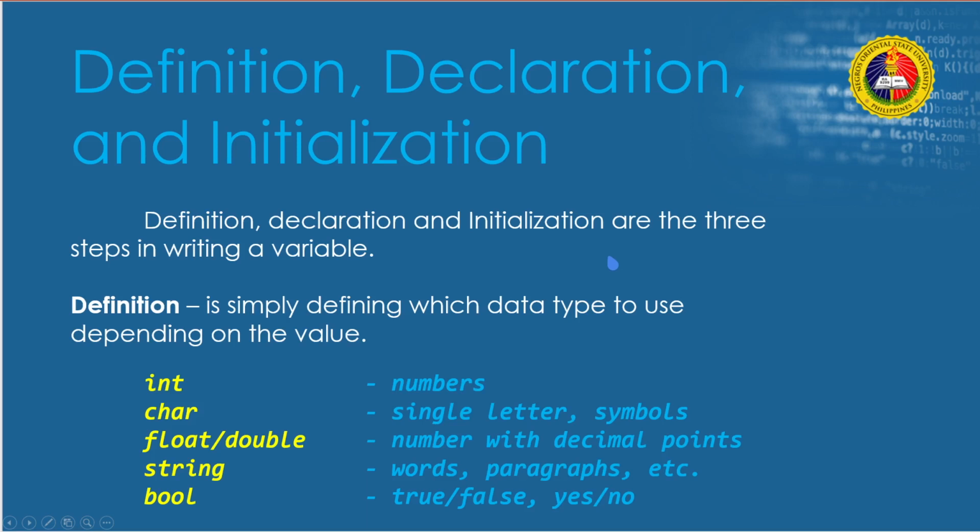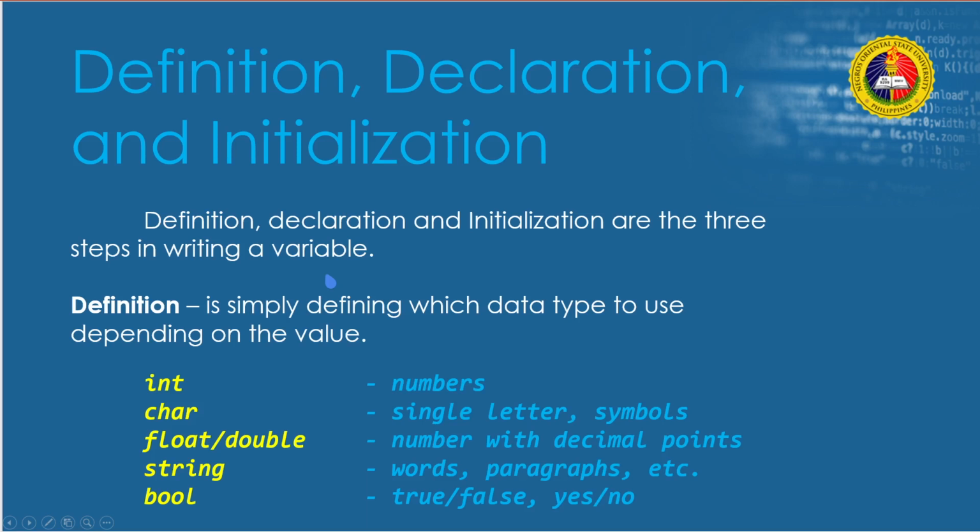Okay, so here, although we've already discussed it, let's summarize what we've already learned. In writing a variable, it's about the 3 Ds: definition, declaration, and initialization. So these are the 3 steps in writing a variable.